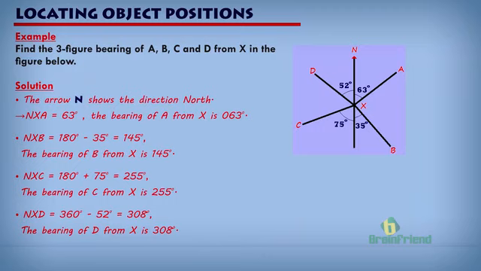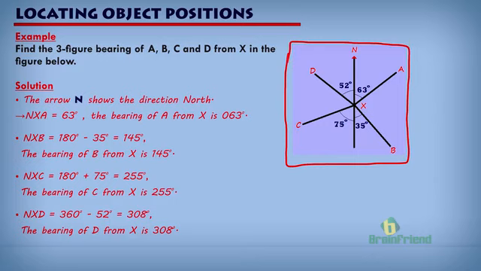Now let's take a typical example of a three-figure bearing. Find the three-figure bearing of A, B, C, and D from X in the figure below. So our measurement is taken from X. We have a point or an object, A. We say find the three-figure bearing from X. So how do we do that? In three-figure bearing, remember, you take your measurement from the north only, and you write the measurement as figures only, without letters, in 3 digits.